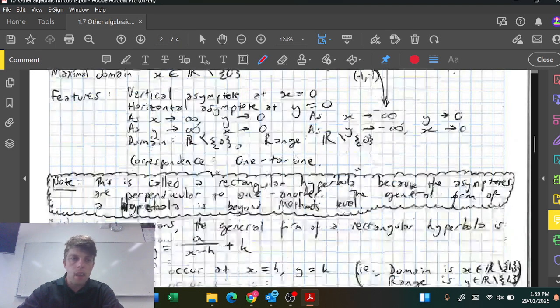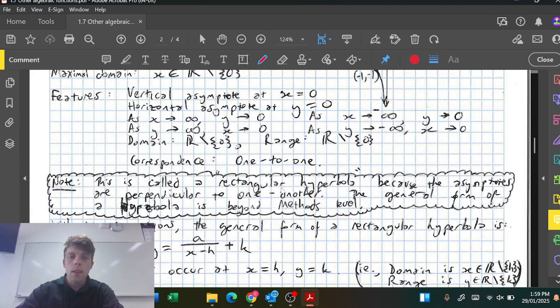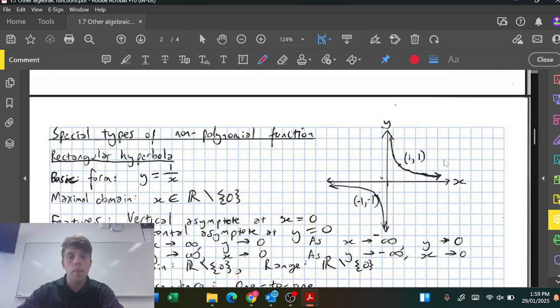Why is it called a rectangular hyperbola? I've got a little note here. This is called a rectangular hyperbola because the asymptotes are perpendicular to one another. So you could actually have a hyperbola that looks like this, for example. So let's say we have two asymptotes. So these are just points where the function is not defined. We use dotted lines for them.